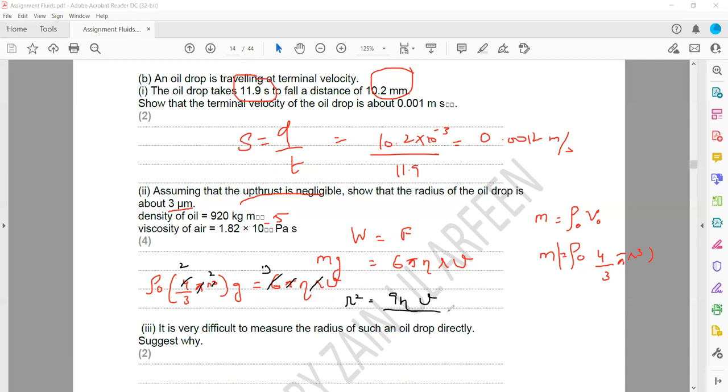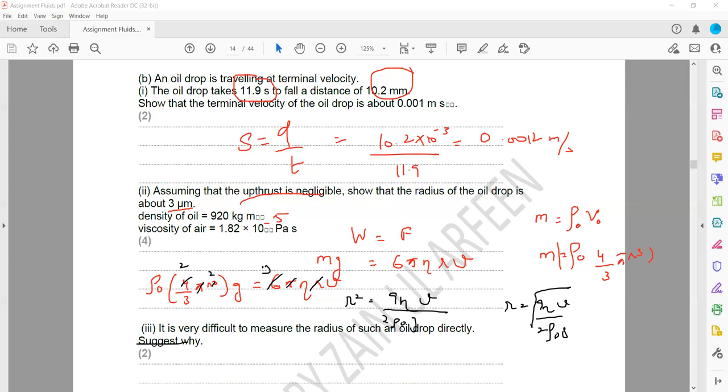Viscosity into terminal velocity, divided by the density of the oil, and divided by the gravity, and we are left with 2 here only. After substituting the value, just take the square root of this value. So 9 eta v divided by 2 into the density and gravity will give the radius of this oil drop. And it is very difficult to measure the radius of such an oil drop directly.